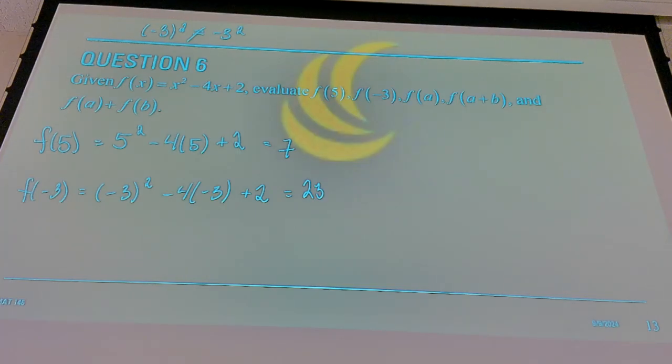F of negative 3 is 23. But you don't have to just plug in a known value. You can plug in some unknown constant, call it A. F of A would just be A squared minus 4A plus 2. Again, same rule. All you're doing is replacing X with A.